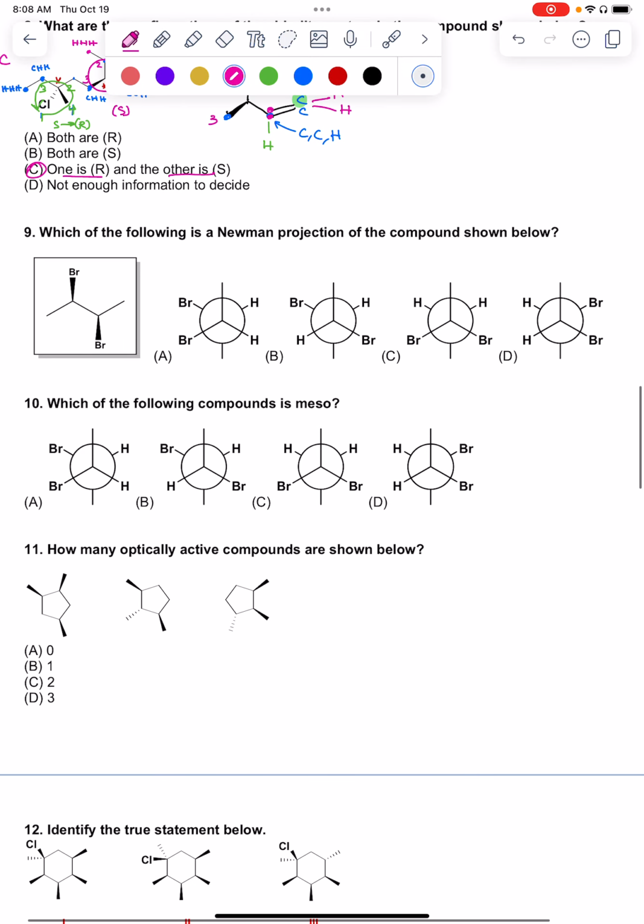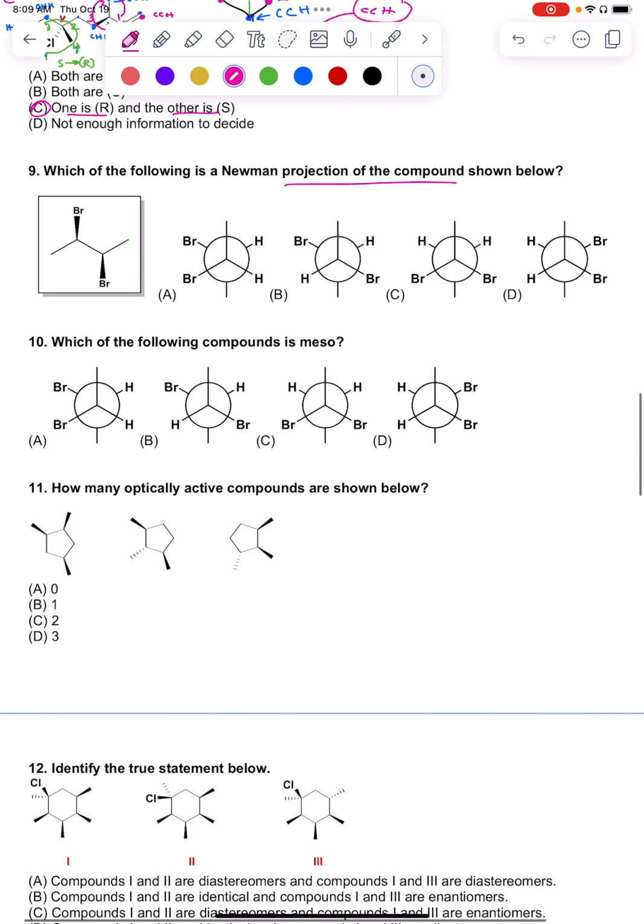All right, which of the following is a Newman projection of the compound shown below? Okay, I do this kind of weird, but it works, I think. So let's see. We have what looks like a meso compound maybe, because we can twist this. Remember, we can twist this side of the molecule, and it'll be the same, and then I'd have a symmetrical thing. So let's just look first at what we've got.